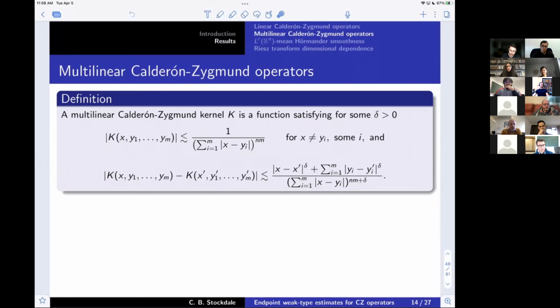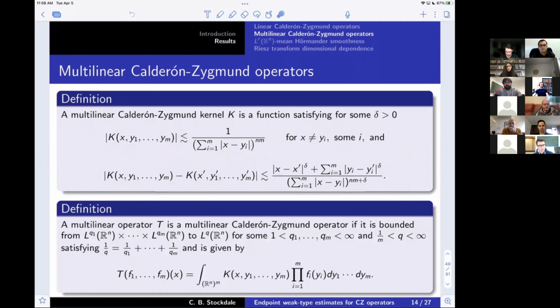And we need to impose that the operator is going to still be defined by integration against a kernel. Now our kernel is going to have more variables, but it still needs to have a size condition, and it still needs to have a smoothness condition for the theory to flow. When you take m equals 1, then these are the same exact conditions that I had on the first slide, but this is a multilinear setup. And then the multilinear operator is going to be defined similarly, and again when m is equal to 1, this is the same definition as what we had on the first slide, but this is the multilinear version.